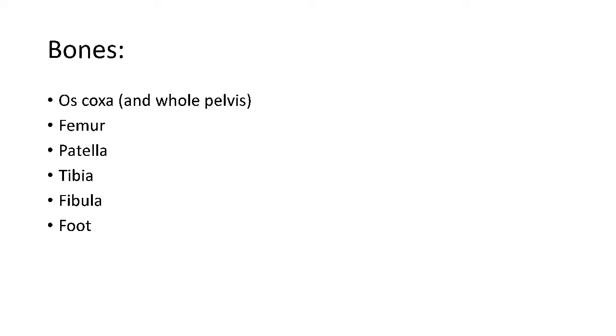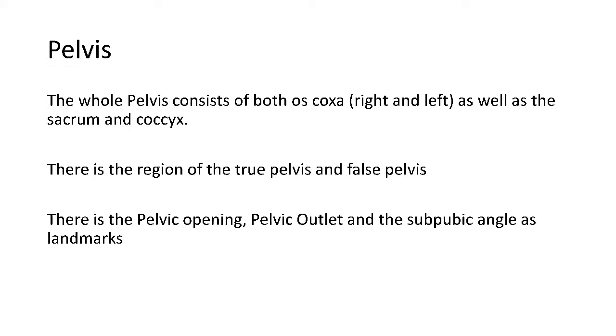So the bones of the lower limb are the os coxa, and the two os coxa plus the sacrum make the whole pelvis. From the os coxa, we have the femur, the patella, the tibia, the fibula, and then I did all of the bones of the foot as one slide. So let's start with the pelvis. I said that the pelvis consists of both os coxa, the right and the left, as well as the sacrum and the coccyx. So the pelvis is the whole piece put together.